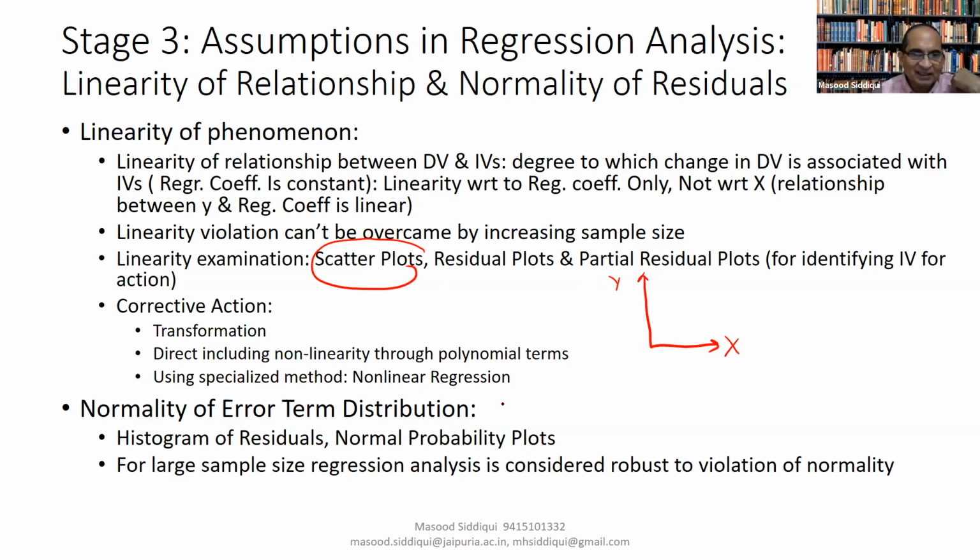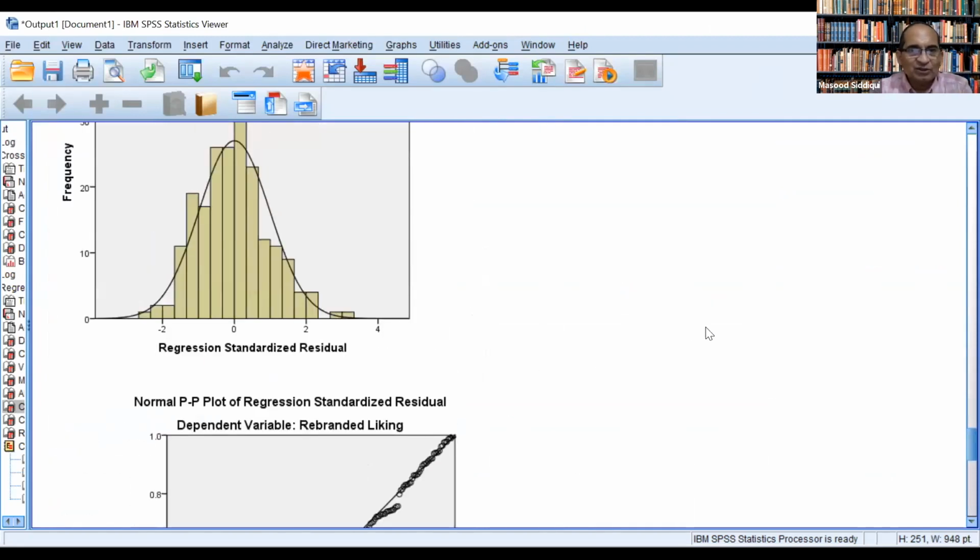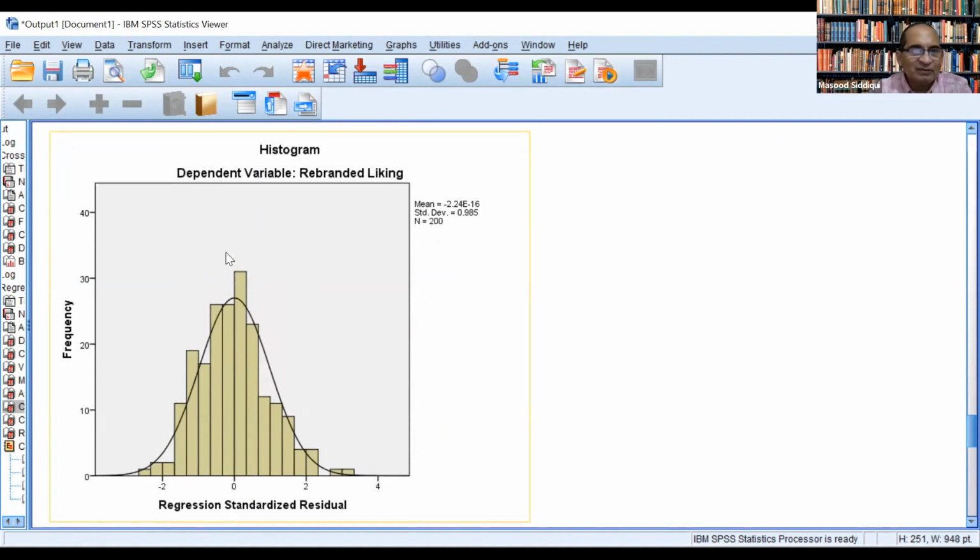The second is that the error term should follow a normal distribution. For that purpose, we are using a histogram of residuals and normality plots. Let me show you the output. In the output, we have this. Here we have a histogram between the dependent variable, rebranded liking, and the standardized residual.